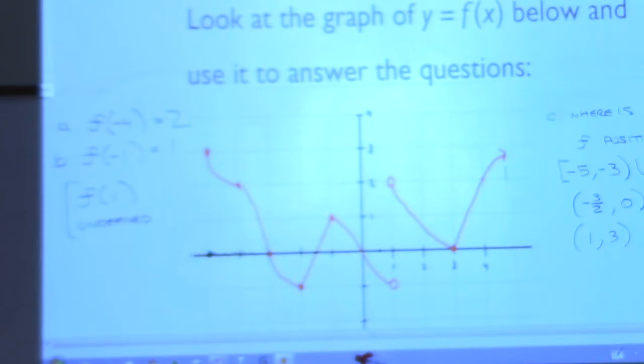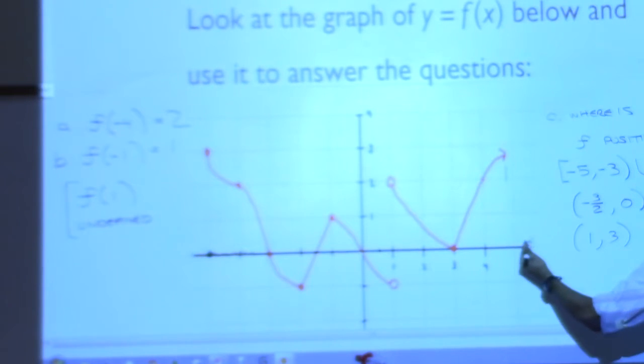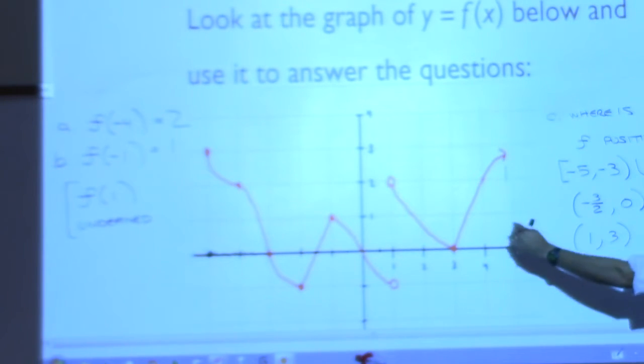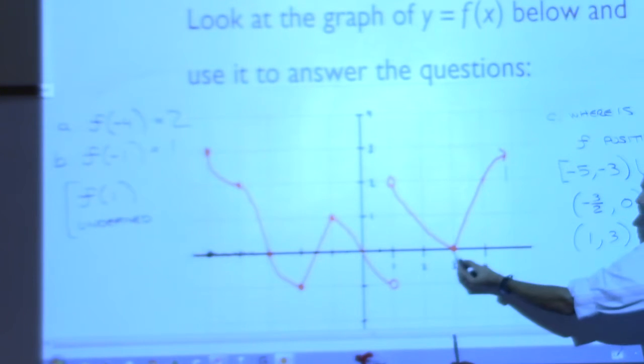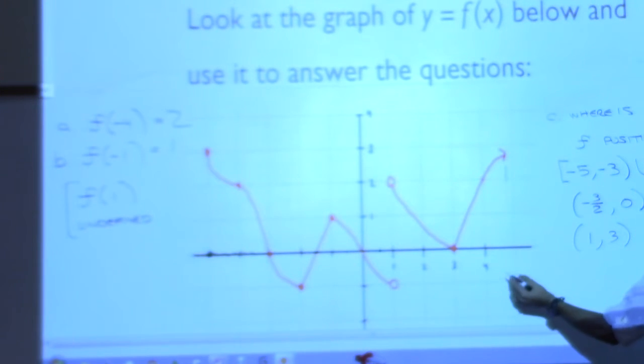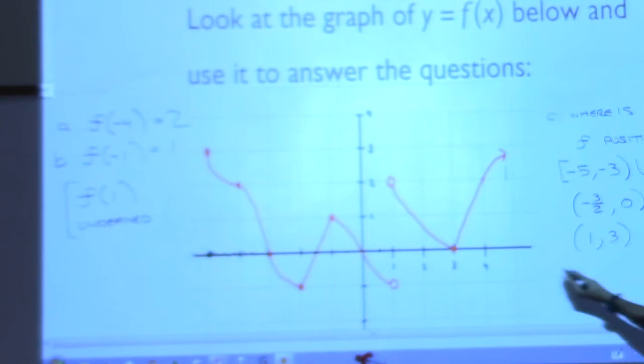All right, is there more? Yep, from 3 forever. Is 4 a dot or no? No, this is an arrow here. Oh, yeah, that's a dot. But it doesn't matter as far as what our interval is. It's from 3 to infinity, forever. And you always put the parenthesis on infinity.